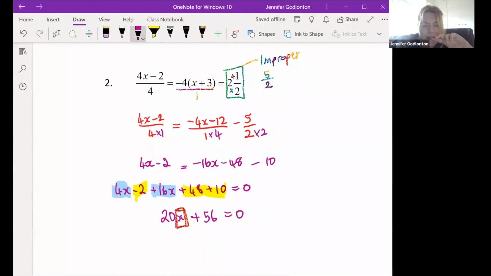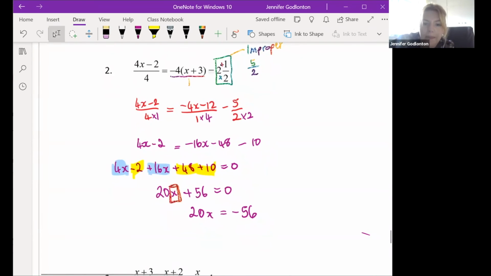And now I'm a little lost. Okay, so when we're in a linear equation, we want x's on one side and numbers on the other side. So then I'm guessing you take the 56 and put it back there, which would make it minus 56. Good. And then you'd divide by 20 on each side to get rid of the 20 from the 20x.